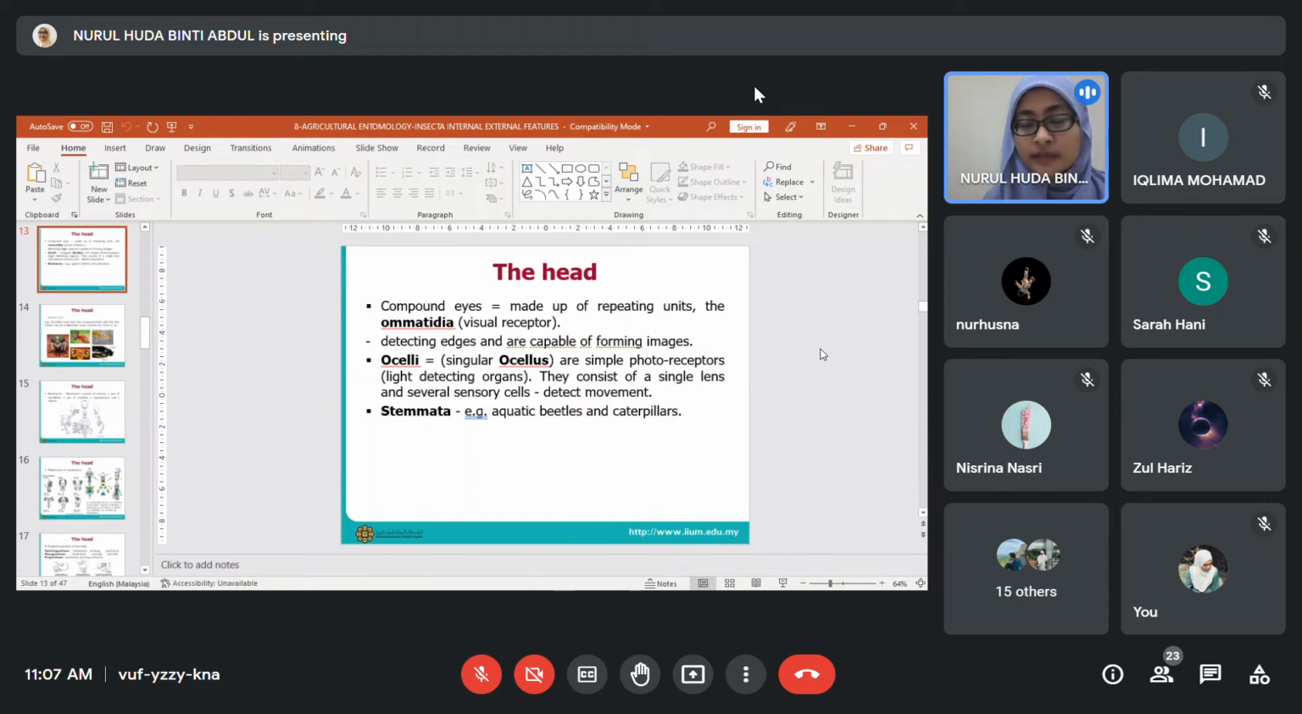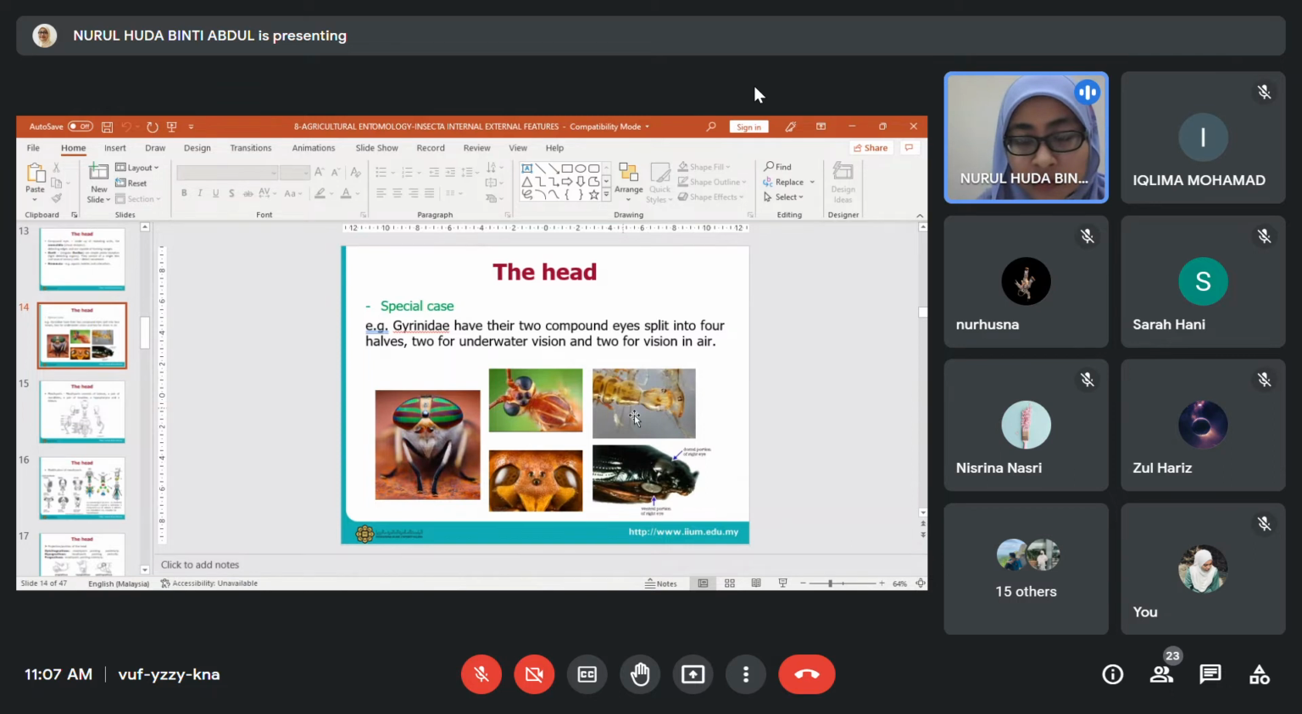interpretation. It means there are certain words that may complicate your understanding, but here what you have to understand is just that stemata is almost like ocelli. It's just that ocelli is like a complete light detecting organ. Stemata is almost, maybe more like halfway, but you can see stemata as a kind of dot. Here is the picture. If you look at the beetle larvae earlier, that is what we call stemata.